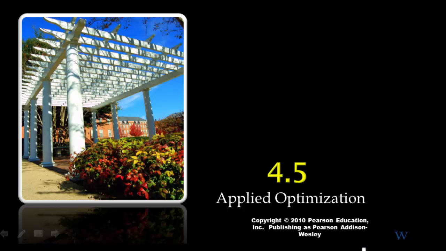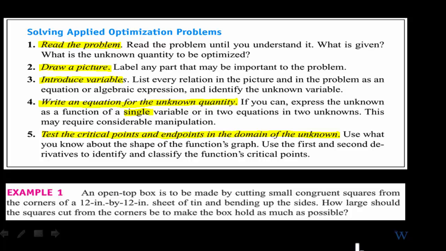Applied optimization, section 4.5. So how do we solve applied optimization problems? These are problems where you want to minimize the cost, or maximize profit, or minimize the use of raw materials to manufacture a product, and so on and so forth.